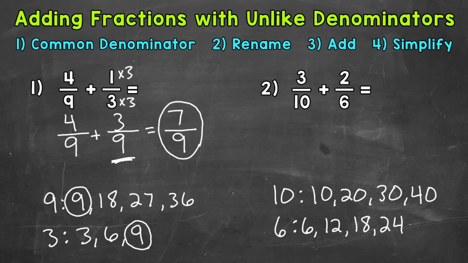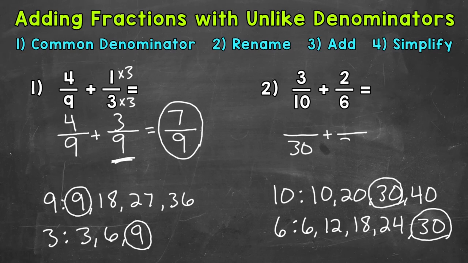Now, the multiples of 10 were already at 40, and the multiples of 6 were only at 24, so let's extend that list. So after 24 would be 30, and now we have a common multiple, and specifically the least common multiple. So 30 is going to be our common denominator. Let's rename our fractions with that denominator of 30. Let's start with 3/10. So we need to think, how do we get 10 to equal 30? 10 times what equals 30? Well, 10 times 3 equals 30.